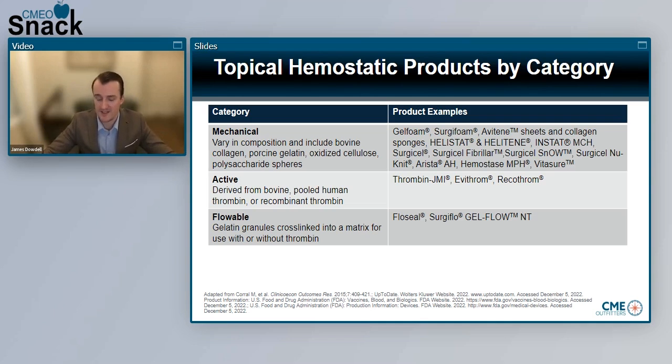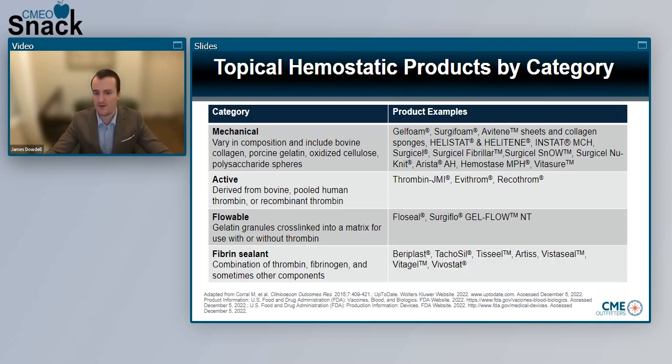But Gel Flow NT is a new flowable that actually is good for cancellous bleeding. I just haven't had a chance to use it yet. So this is gelatin granules, and it's mixed with or without thrombin. I'll tell you, I typically use it with thrombin. Then you have fibrin sealants. Topical, Topical are the ones that I typically know of. This is a combination of thrombin, fibrinogen, sometimes other components, but essentially you're mixing thrombin and fibrinogen and helping create a clot in the wound itself.